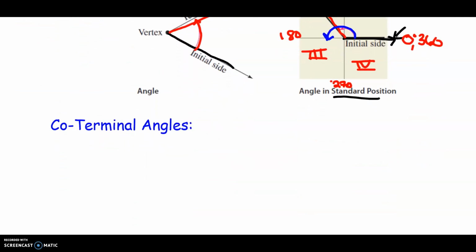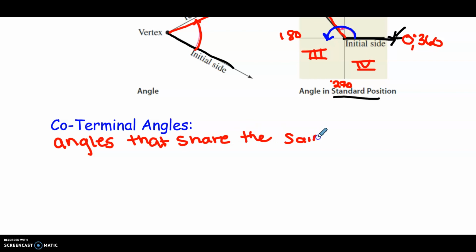Coterminal angles is kind of what it sounds like, co with and terminal ending. They're angles that share the same terminal side. So we can just write here, coterminal angles are angles that share the same terminal, that's a T, terminal side.